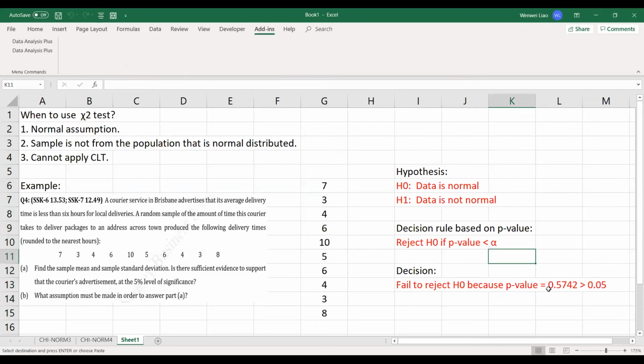So p-value is 0.5742, which is larger than 0.05. So our decision is we do not reject H0 because p-value is larger than 0.05. Then we can do the t-test in the following.